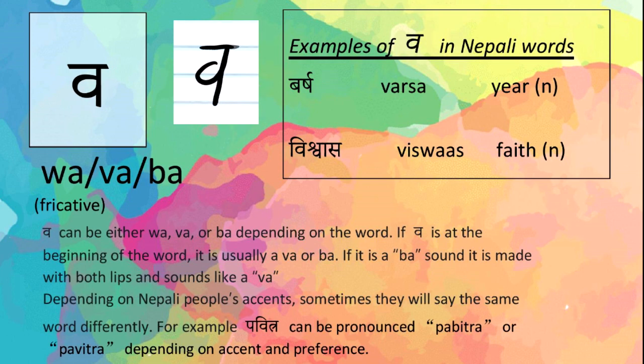After la is the wa-va-ba letter. This is a little bit of a tricky letter. It changes depending on the word. If the wa is at the beginning of the word, it is usually pronounced as a ba or va sound. Sometimes it also depends on accent or preference. An example of this is pabitra. I've heard Nepali speakers pronounce it both pabitra and pavitra. So this is something you'll just have to learn as you go.